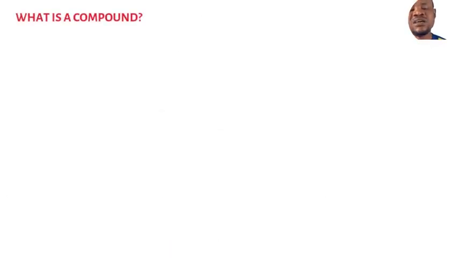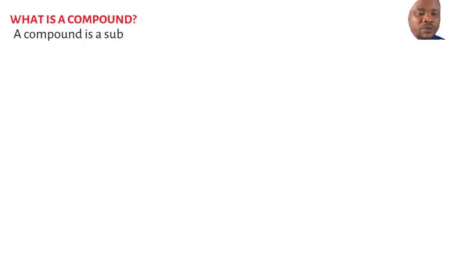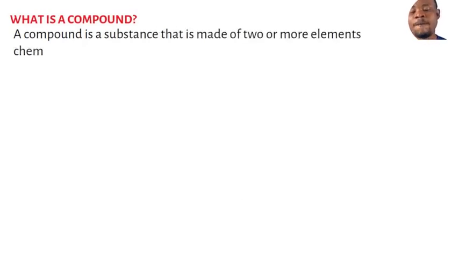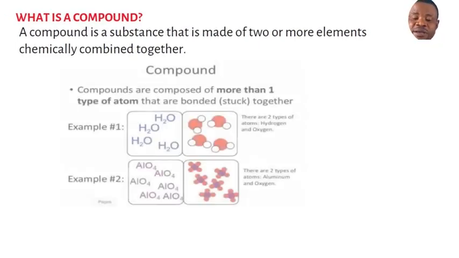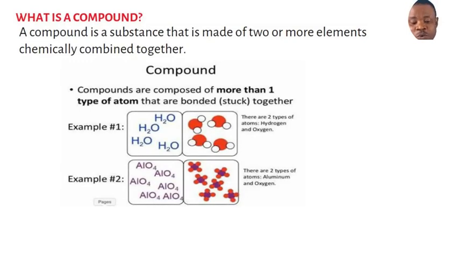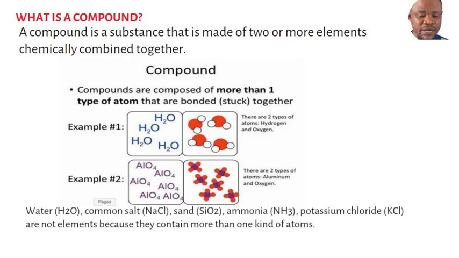Alright? So what is a compound? A compound is a substance that is made of 2 or more elements chemically combined together. Obviously, you find more than one kind of atom in the compound. Here I have water, hydrogen and oxygen. Here I have aluminum oxide, aluminum and what now? Oxygen, found in those compounds, right?